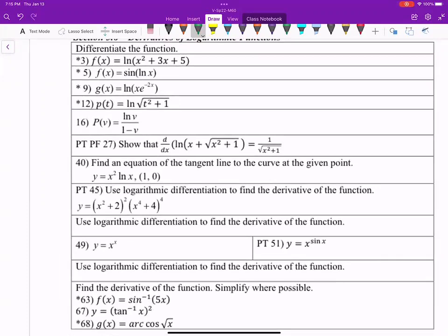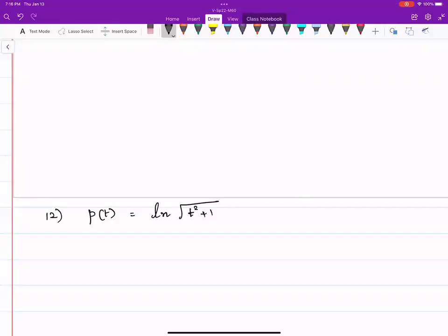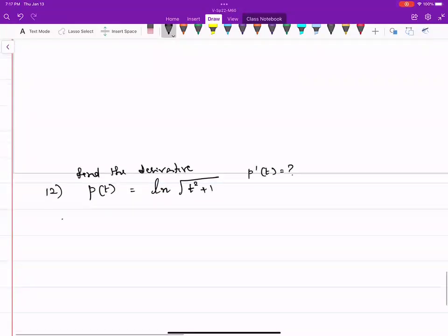We will try something different from those problems that I have already done. So let's take, for example, number 12. For number 12, we are asked to find the derivative. So find the derivative of P, which means we have to find P prime of T. That's what is being asked. So we have to find the derivative with respect to T. P is a function of T.